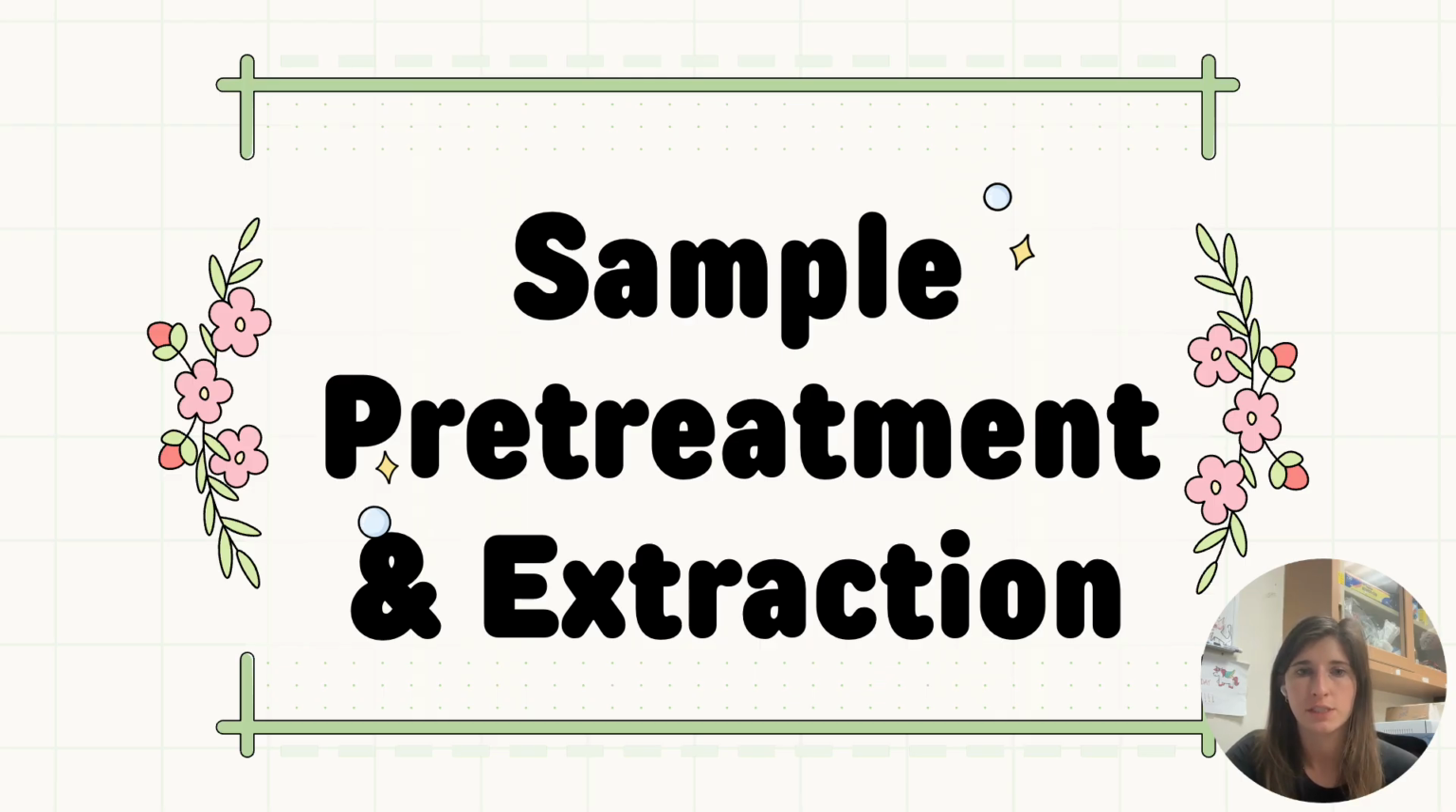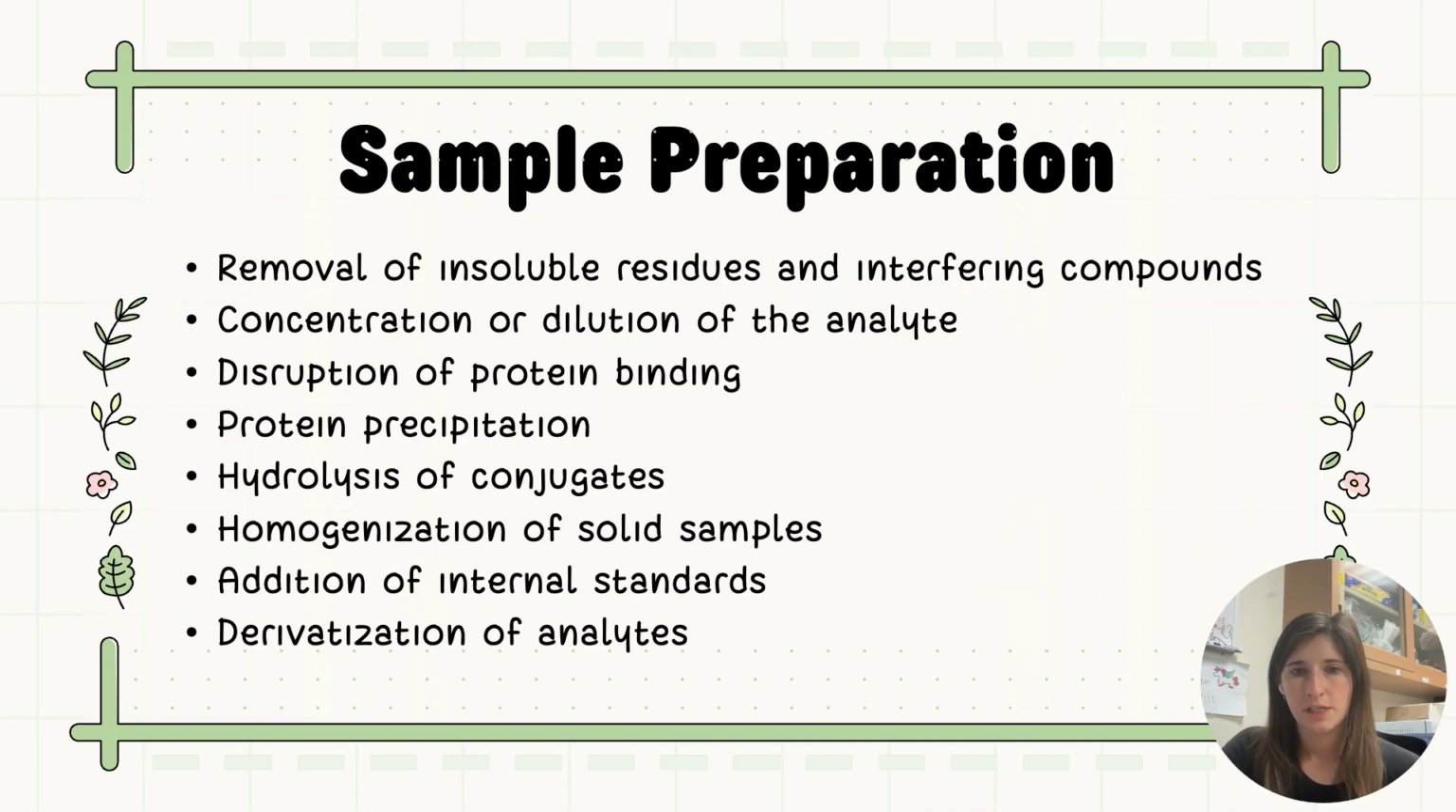Next, we're going to move on to sample pretreatment and extraction. Sample pretreatment or sample preparation in general, which includes some aspects of extraction, covers the removal of insoluble residues and interfering compounds, the concentration or dilution of the analyte, the disruption of protein binding, protein precipitation, hydrolysis of conjugates, homogenization of solid samples, the addition of internal standards, and the turbidization of analytes.